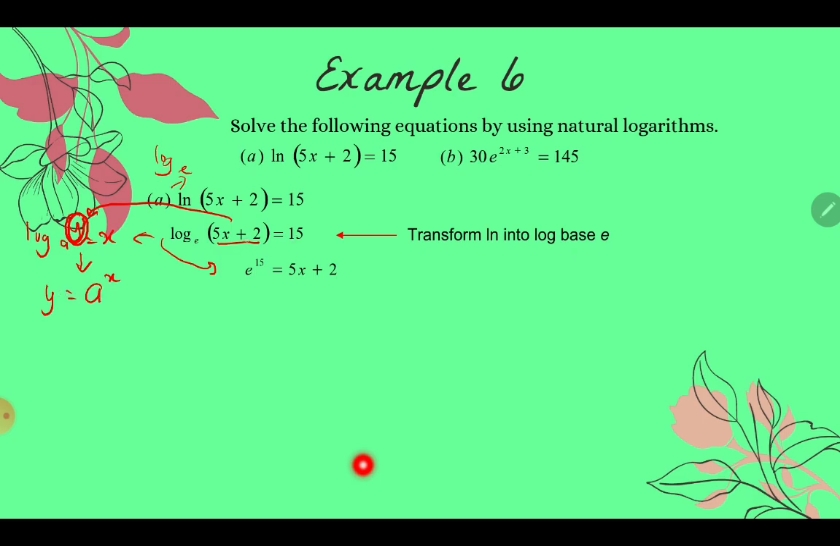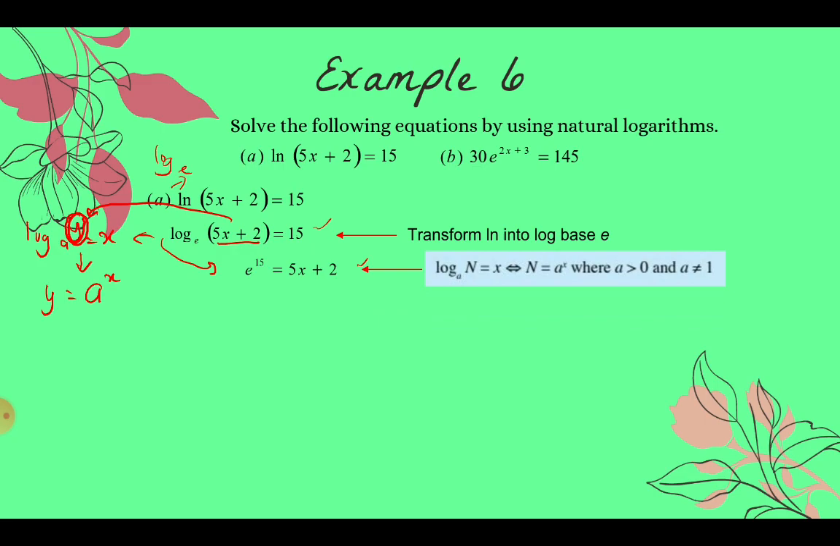So our y is 5x plus 2. So a to the power of x is e to the power of 15. That is why from this part it changes into this part. Okay, I hope you understand that. What these steps mean is changing from log form into index form, because we are solving for the value of x there.